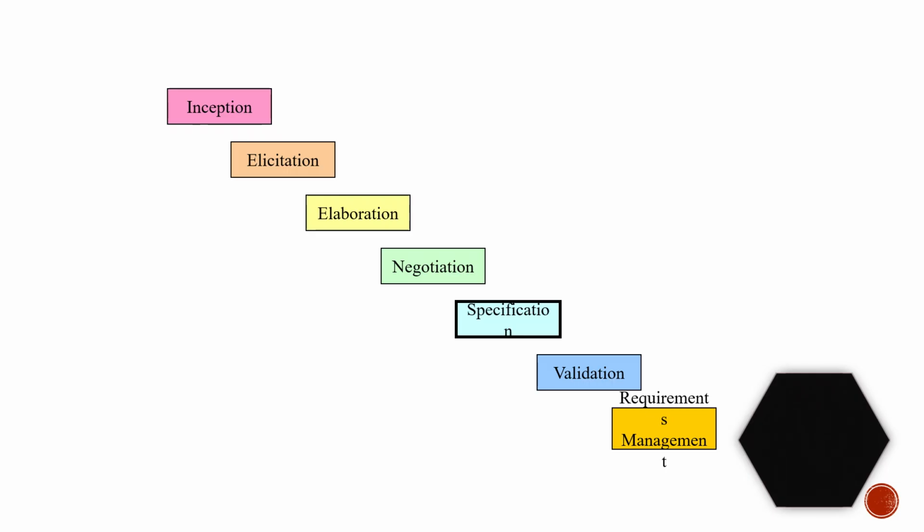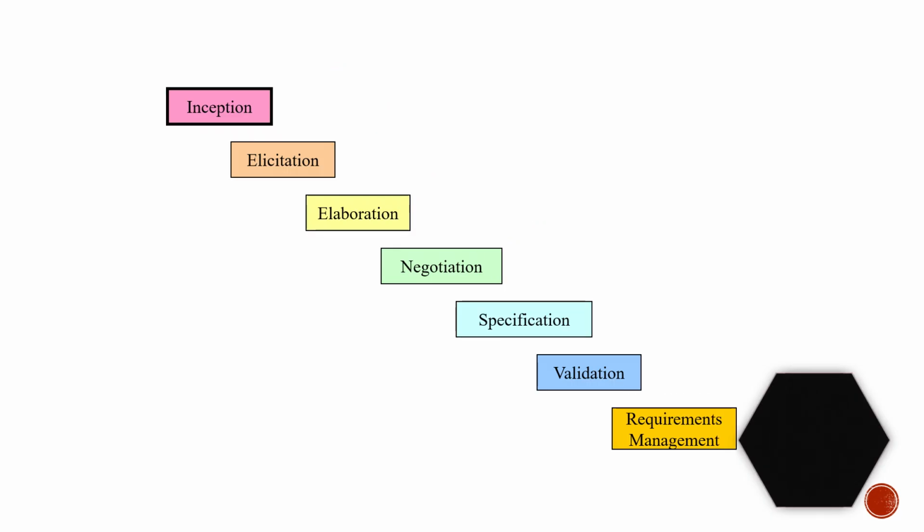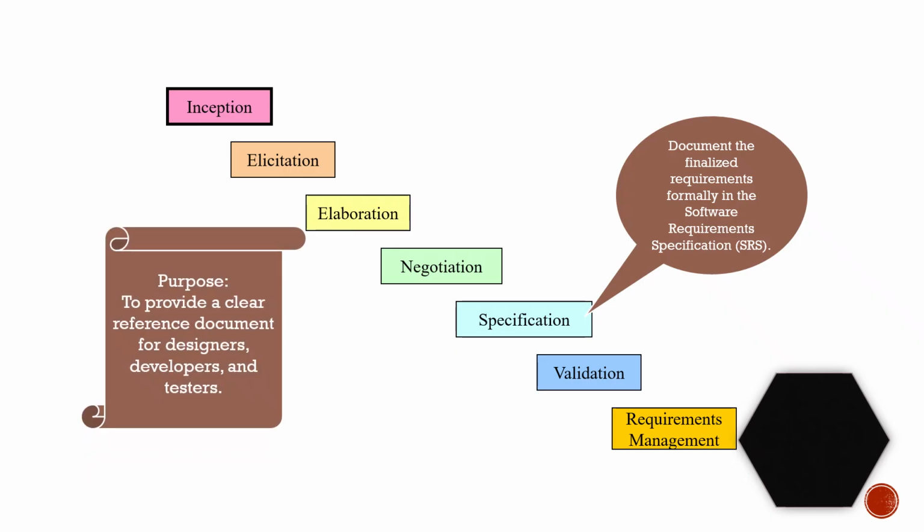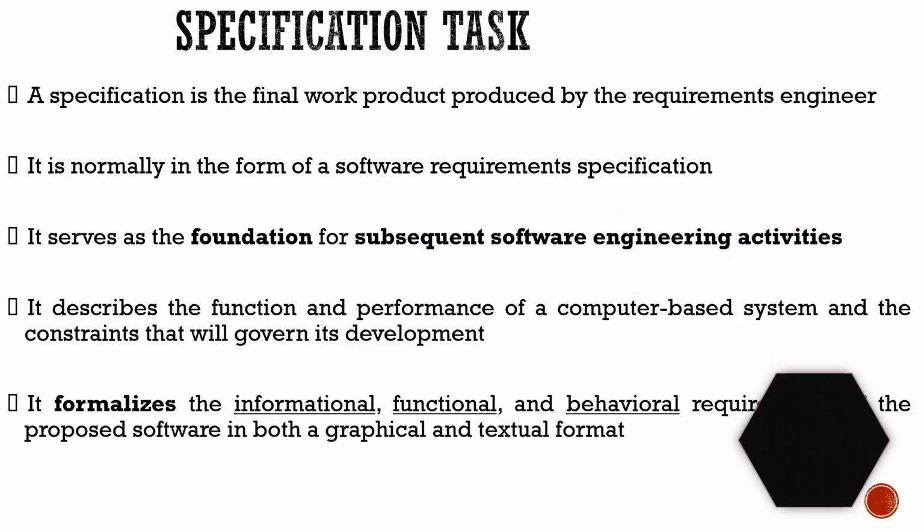So here we have covered these 4 steps, and we have reached the step of specification. In specification, we finalize requirements formally in the software requirements specification. Its purpose is to provide a clear reference document for design, development, and testers. It is a final product. It serves as a foundation for subsequent software engineering activity. It describes the function and performance of a computer-based system and the constraints that will govern its development. It formalizes the information, functional, and behavior requirements of software in broad graphical and textual format.